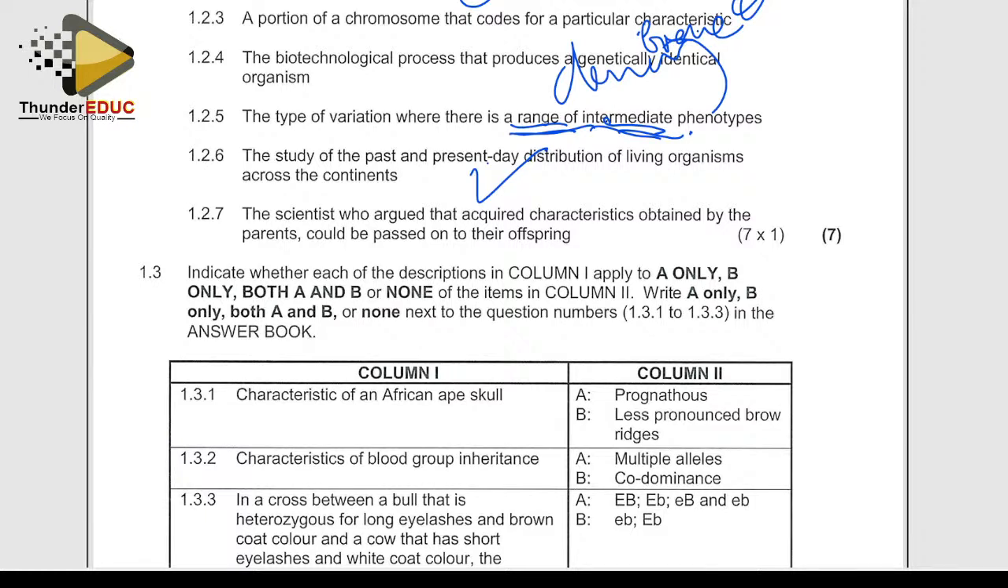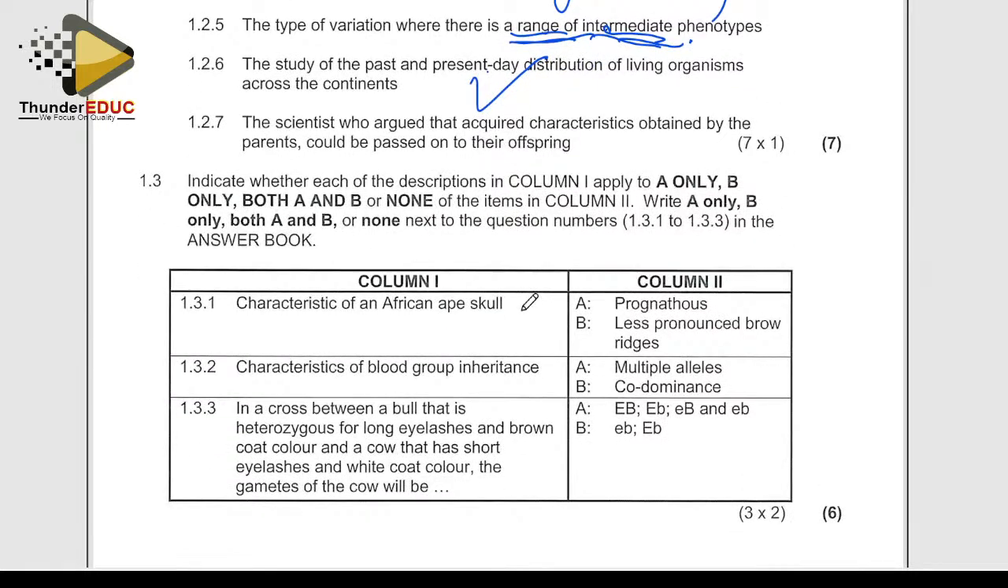Who is that scientist? That is Jean Baptiste de Lamarck, or Lamarck. Even if you say Lamarck, I think they will give you a mark in that regard. Yes, we continue with the next one.